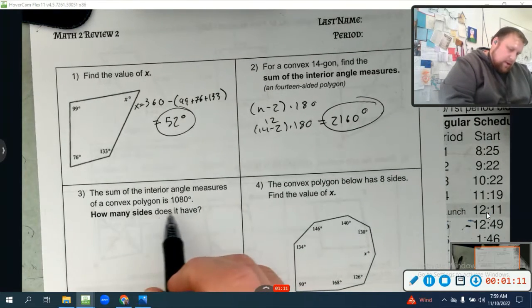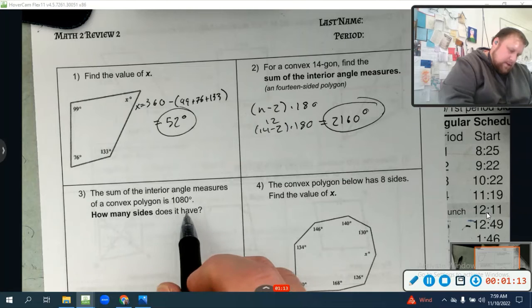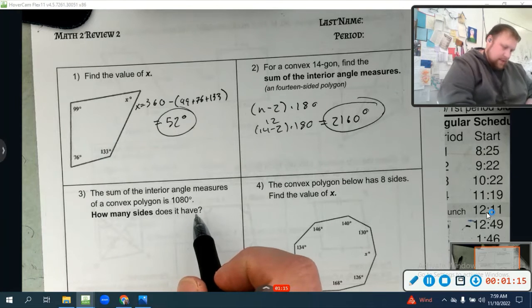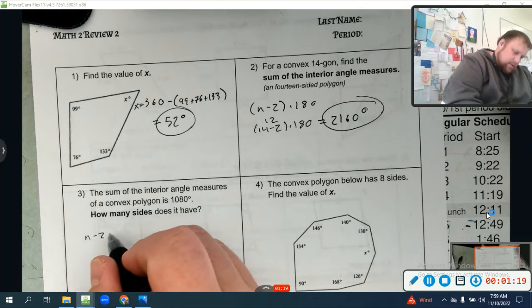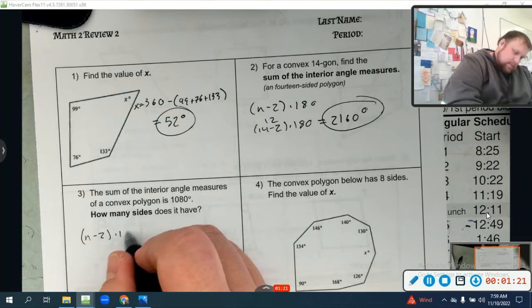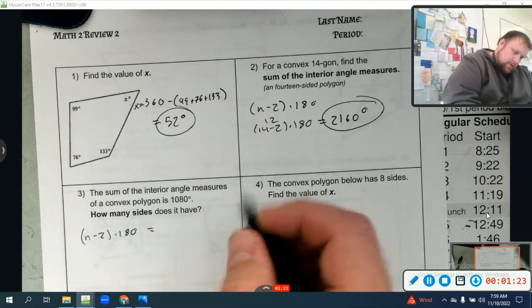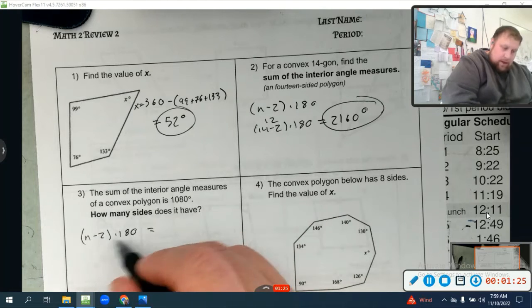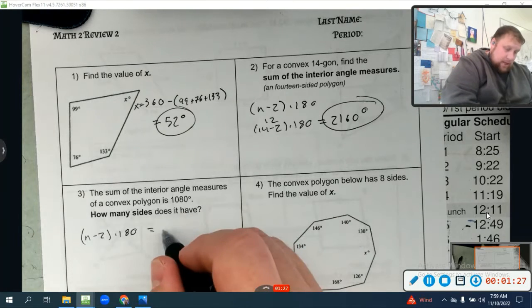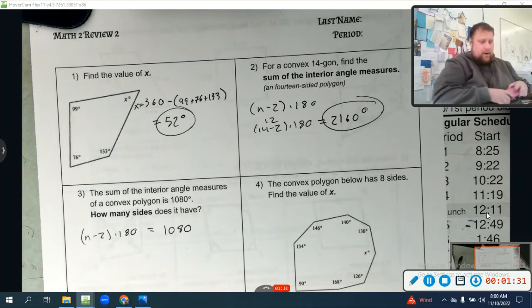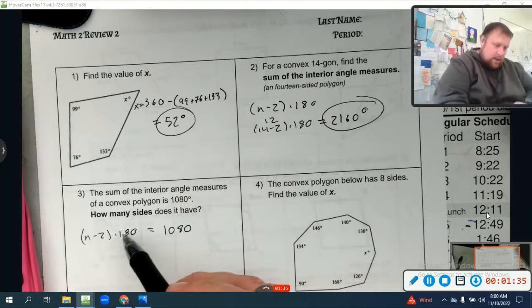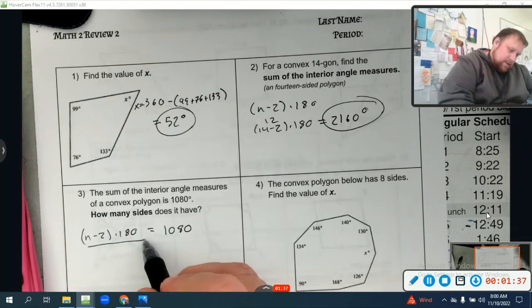The sum of the interior angle measures of a convex polygon is 1,080 degrees. How many sides does it have? Well, again, we know that n minus 2 times 180 is equal to whatever that n is, that will equal the 1,080 degrees. There's a couple ways we could solve this. We could distribute this out, but I'm just going to divide the whole thing by 180.